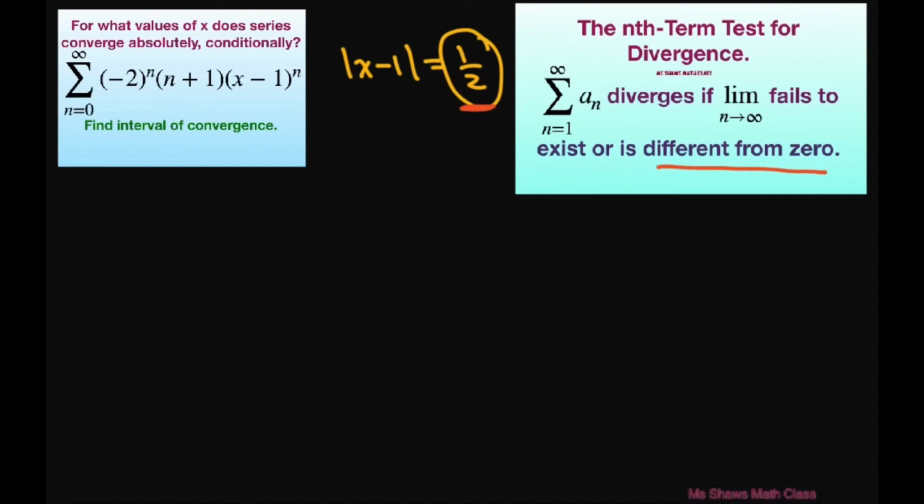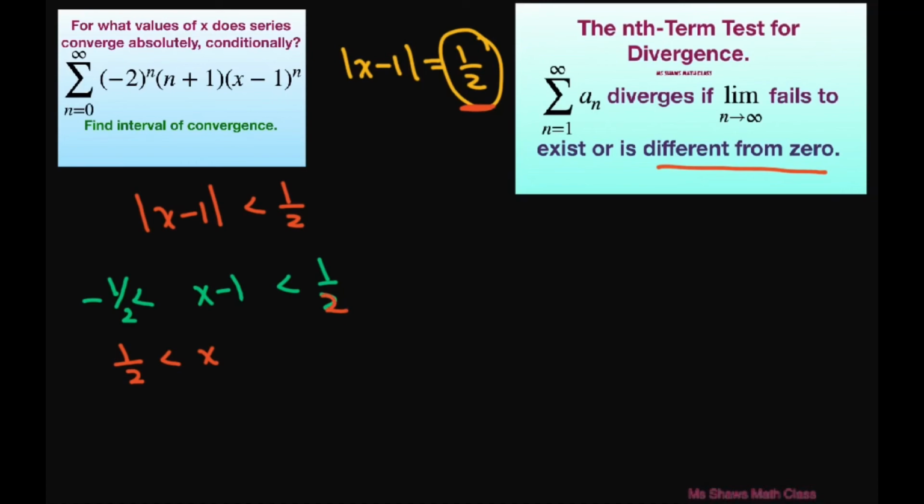So for absolute convergence, we're going to take absolute value of x minus 1 is less than 1/2. By definition, this means x minus 1 is less than 1/2 but greater than negative 1/2. So let's go ahead and take away the absolute value signs here. All right, add 1 to everything. So you get 1/2 is less than x is less than 3/2, because we're just adding 1 to everything.